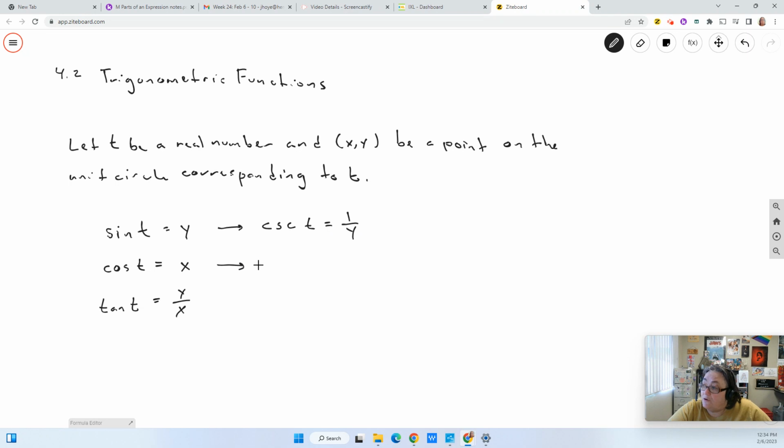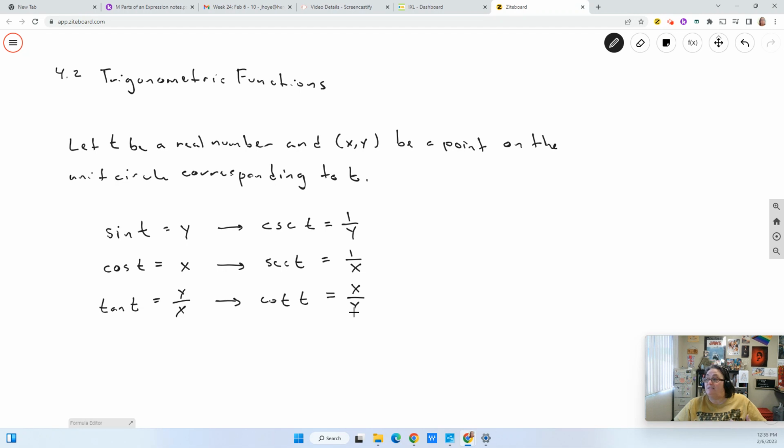The inverse of cosine is secant. And I always got confused with this because it felt to me like cosecant should be with cosine, but it's not. So keep that in mind. Cosecant is with sine, secant is with cosine, and it is equal to 1 over x. And then cotangent of t, you can just flip and it would be x over y.